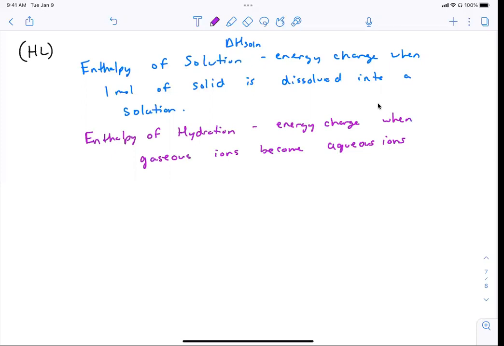I guess I should write a reaction for each of these. Sorry, let me write that. I'll kind of squeeze it in here. So enthalpy of solution might look like this. NaCl solid into Na plus aqueous plus Cl minus aqueous. Yes, they all have equations. So that first one is an example of enthalpy of solution. This second example would be something like Na plus gas yields Na plus aqueous.